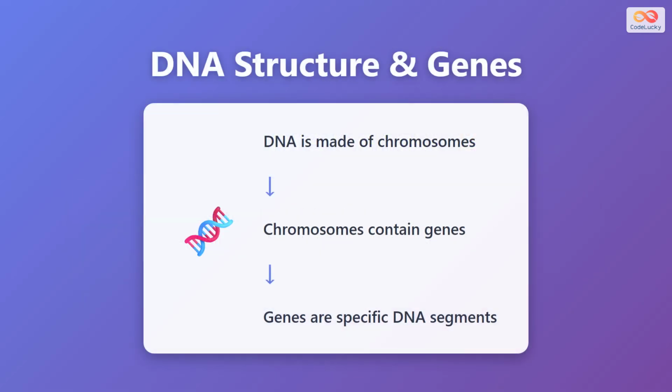To understand genes, we need to understand where they are located. DNA is organized into structures called chromosomes. Within these chromosomes, we find genes. Genes are specific segments of DNA, like chapters in a very long book. Each chromosome contains hundreds or thousands of genes, and each gene has a particular job to do in your body.